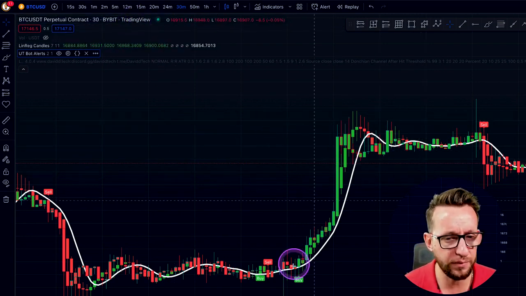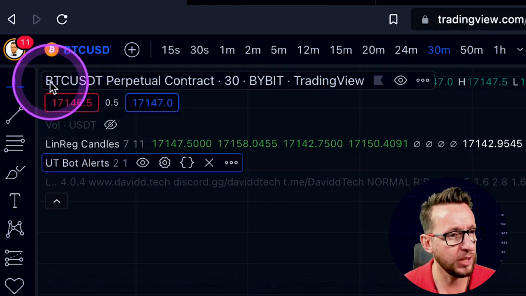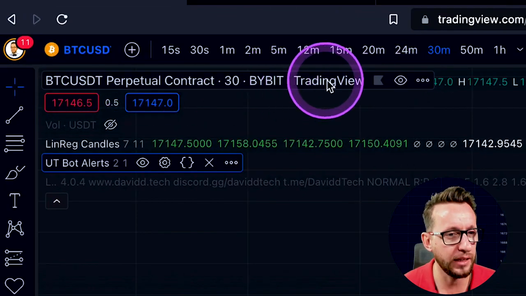Now, to remove the default candles off of our chart, we're going to go up here, go to BTC USDT at the top here, and click on that little eye there.